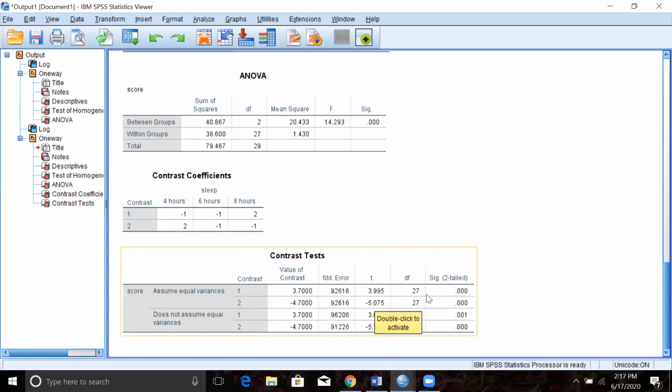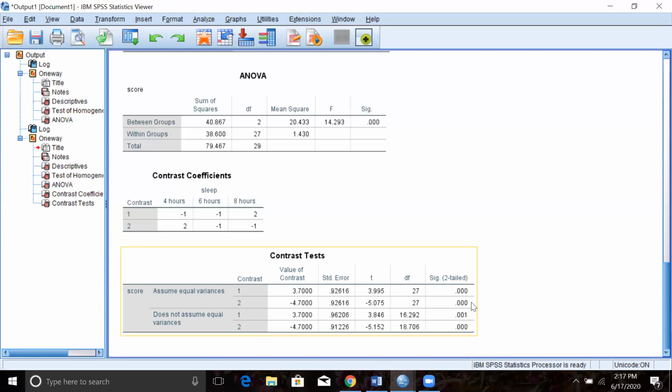The significance for each contrast is over here in the Sig. (2-tailed) column. So we can evaluate whether or not our first contrast was significant. Recall that it contrasts 8 hours of sleep from 4 and 6 combined. That first contrast is significant. Again, p is less than 0.001. What this tells us is that the 8-hour group is special and distinct from the 4 and 6-hour group combined. So there is something unique about getting 8 hours of sleep.